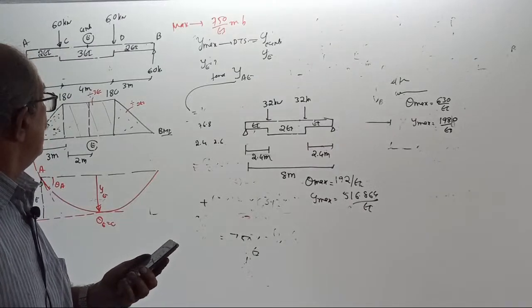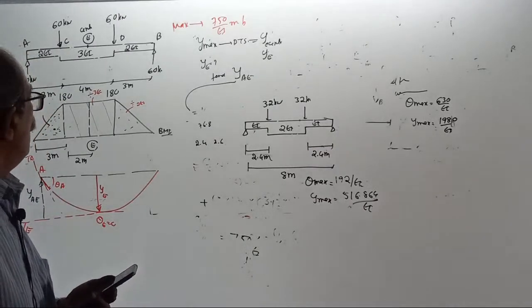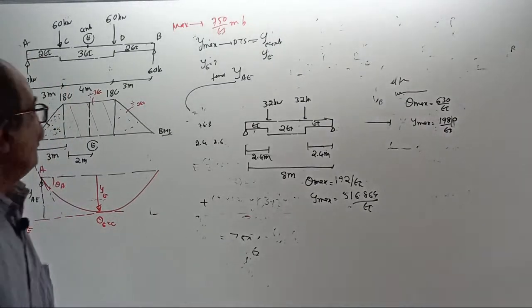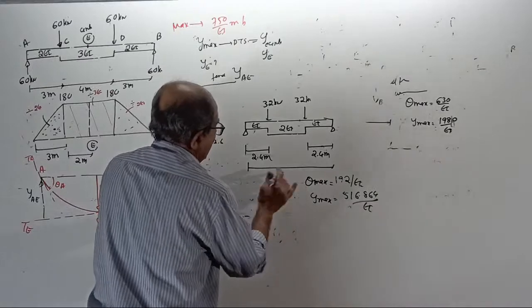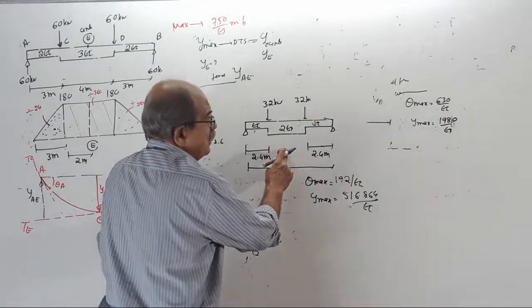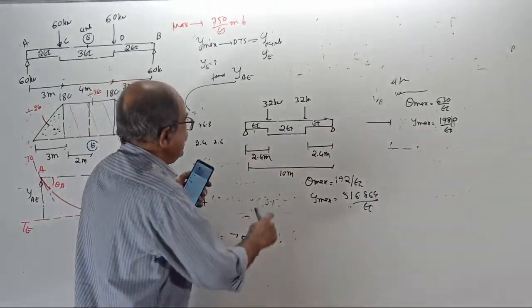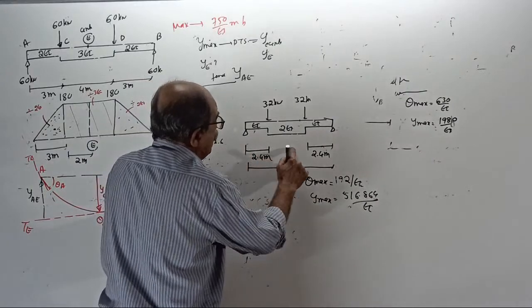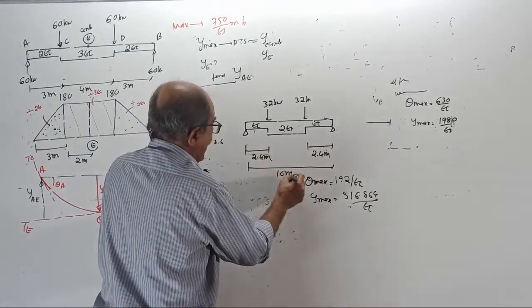Span is 8 meter. Oh, I have taken 10 meter span. Okay, change the question. Span is 10 meter. If it were 8 meter, I should take this as 1.6 meter, correct? I took this 2.4 and 2.6, so span is 10 meter.